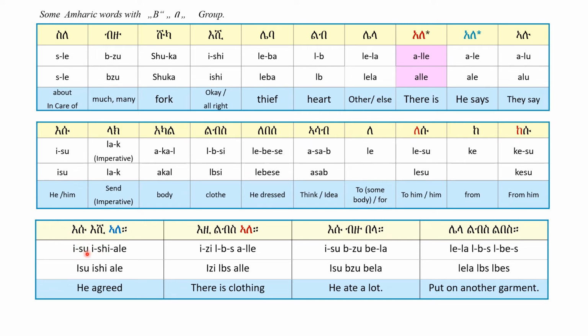Some more sentences. እሱ እሺ አለ. እዚህ ልብስ አለ. እሱ ብዙ በላ. ሌላ ልብስ ልበስ. እሱ እሺ አለ. እዚህ ልብስ አለ እሱ ብዙ በላ ሌላ ልብስ ልበስ. Please repeat this page until you can memorize the letters.